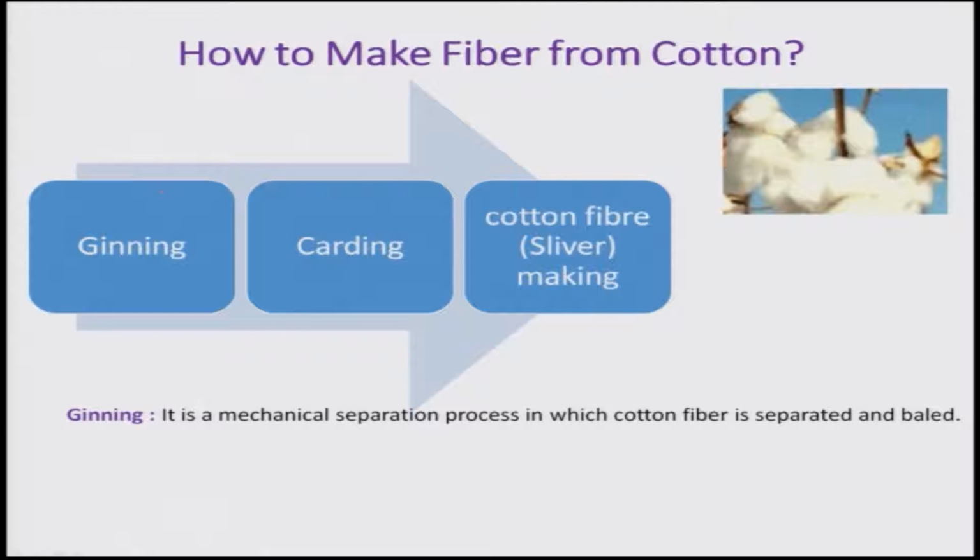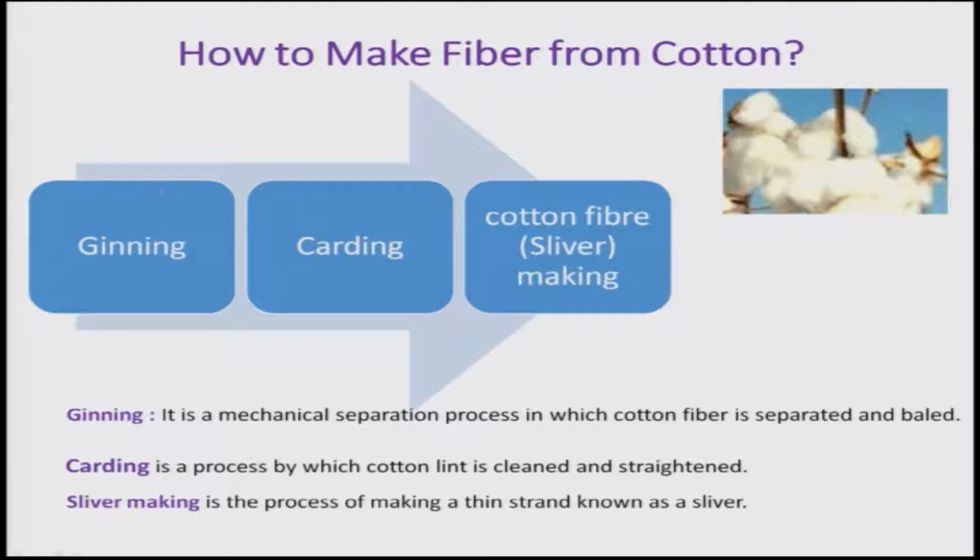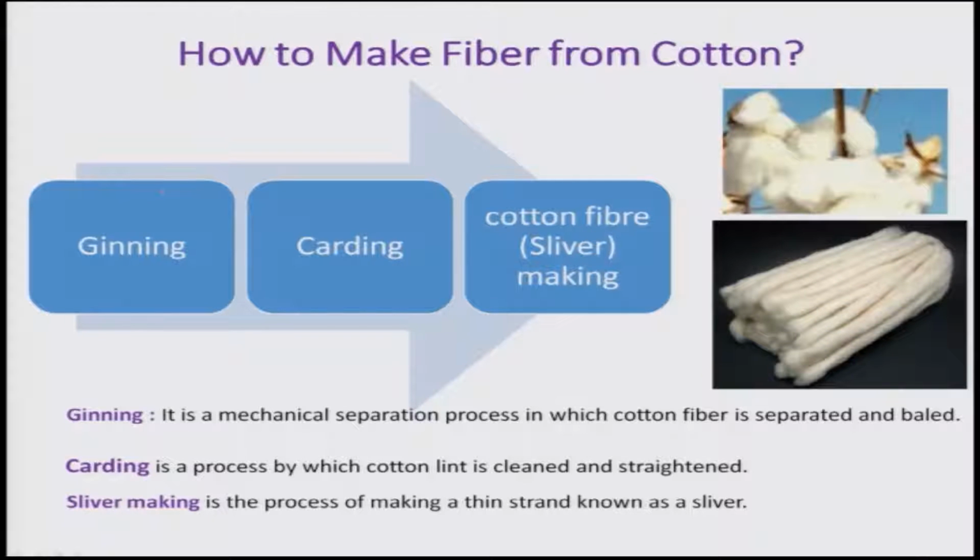And then you will have to do carding. Carding is a process by which the cotton is cleaned and straightened out, and that we call carding. And of course, the last process is sliver making, which is basically the process of making a thin strand known as sliver, and you can also call it cotton punies or rolls. From the raw cotton of the plant, you will be making these cotton punies, which will be used for making yarns.